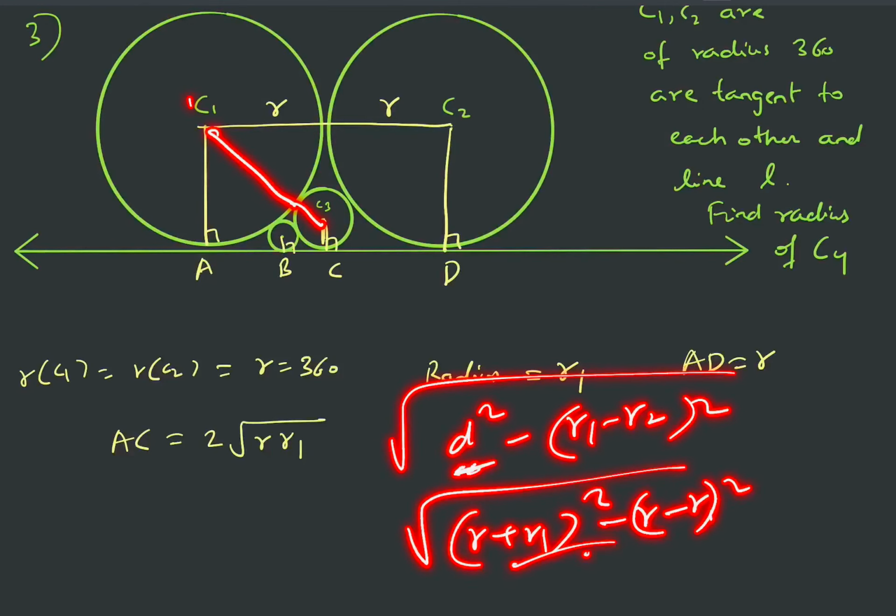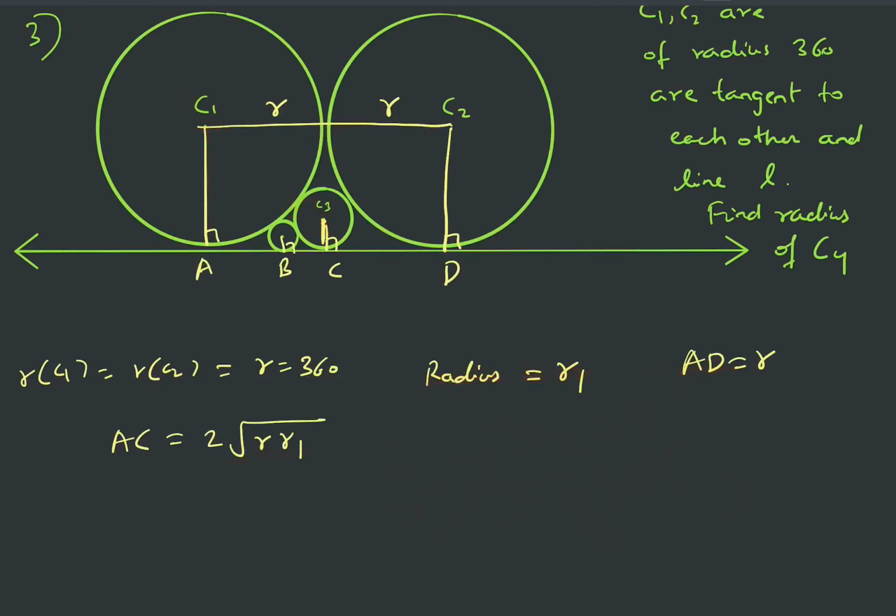So that will be 4 R1 R. So it will be 2 root R R1. And similarly CD will be 2 root R R1. So if we just add this, we will get 2 root R R1 plus 2 root R R1. So that is nothing but 4 root R R1, which is AC plus CD.